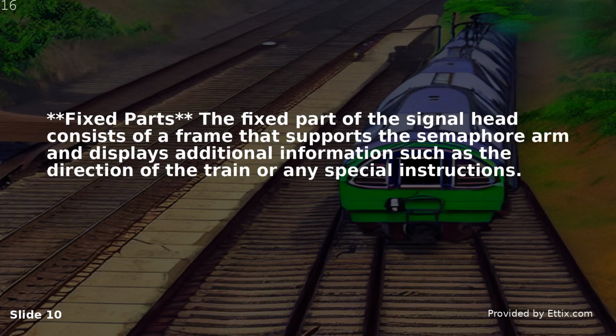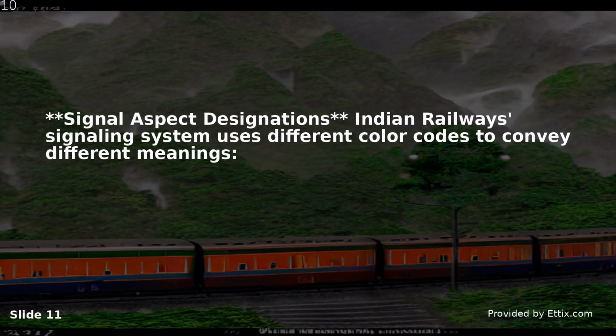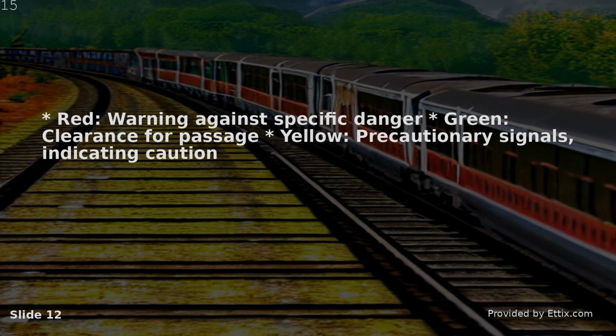Fixed parts. The fixed part of the signal head consists of a frame that supports the semaphore arm and displays additional information such as the direction of the train or any special instructions. Signal aspect designations. Indian Railways signaling system uses different color codes to convey different meanings. Red, warning against specific danger. Green, clearance for passage. Yellow, precautionary signals, indicating caution.